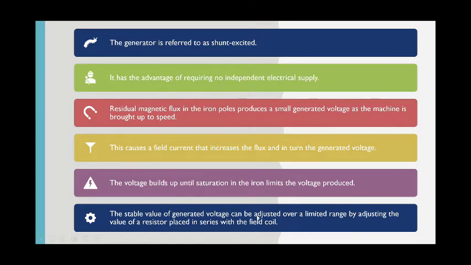Alright, so at the end, the stable value of the generated voltage can be adjusted over a limited range by just adjusting the value of a resistor placed in series with the field coil.